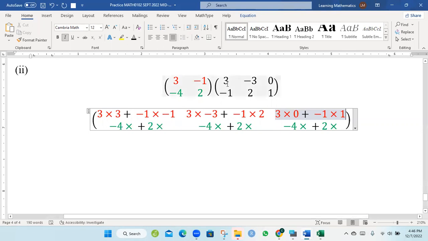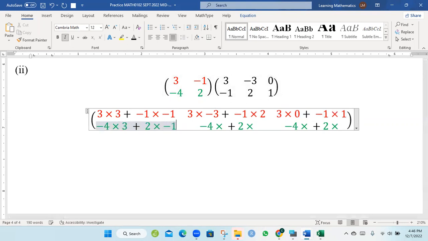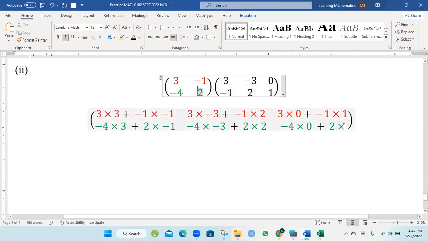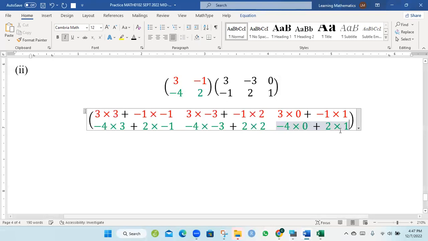Below now we're going to have the negative 4 times 3. You see that 3 there? Negative 4 times 3, plus 2 times negative 1. Then we're going to have a negative 4 times negative 3, plus 2 times 2. And then a negative 4 times 0 plus 2 times 1. And we're going to use our calculator to get the final answer.